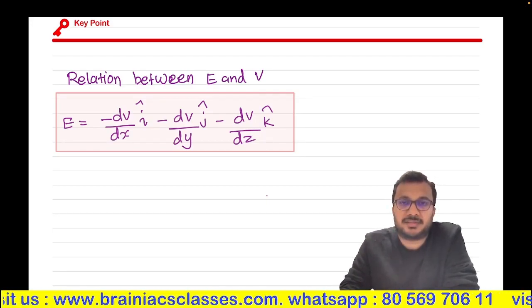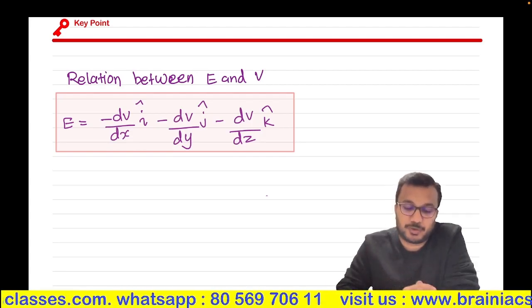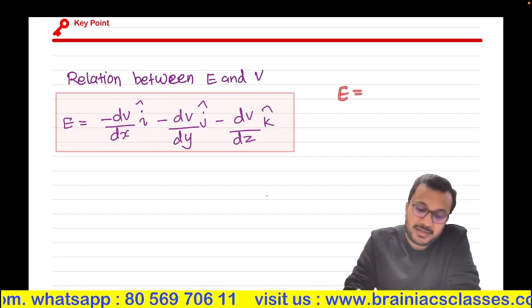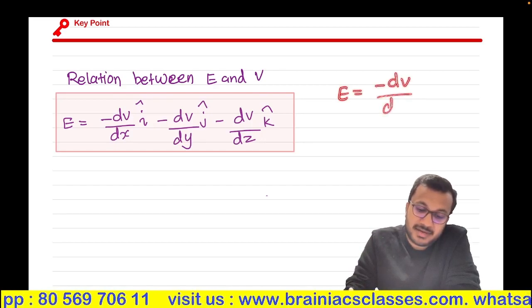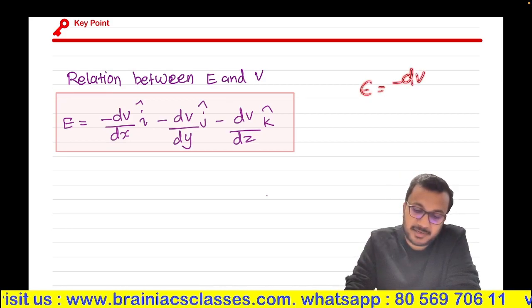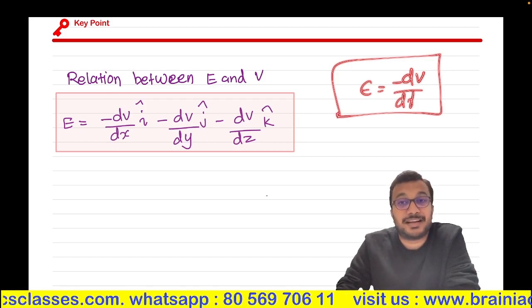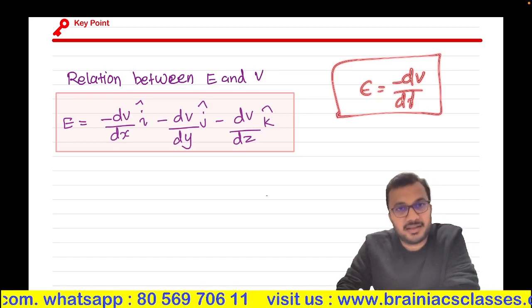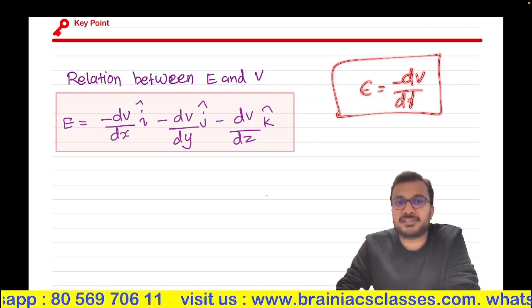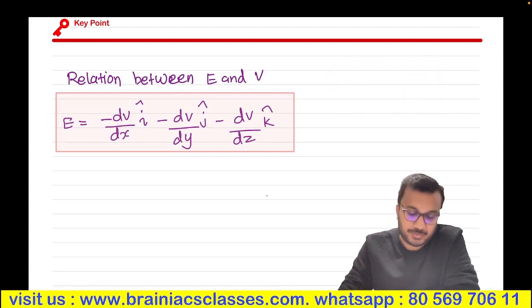If you learn this formula, that's it. Electric field is equal to the differentiation of potential. Normally we will say E equals minus dV by dr. In vector format, E equals minus dV by dx into i, minus dV by dy into j, minus dV by dz into k. That's it. We are differentiating this one.